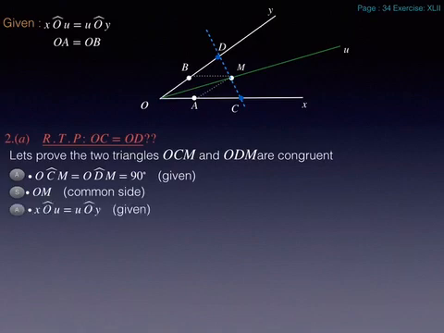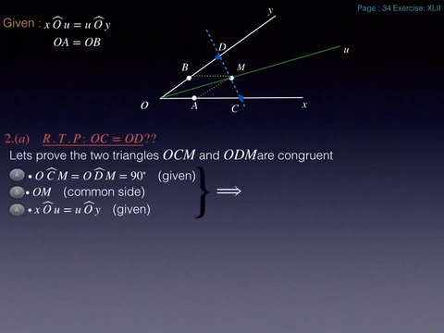And the last information we have is the angles XOU and UOY are equal, given because OU is the bisector of angle XOY. So XOU is the same as the angle COM. These two angles are the same, XOU and COM. Similarly, UOY is the same angle as MOD.